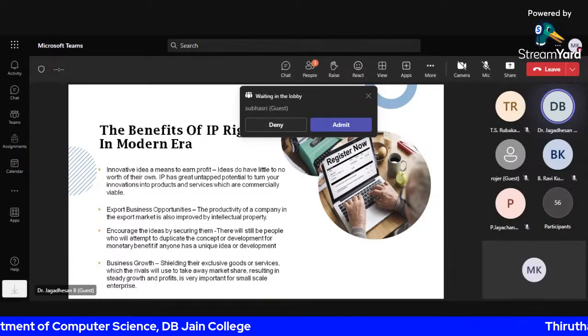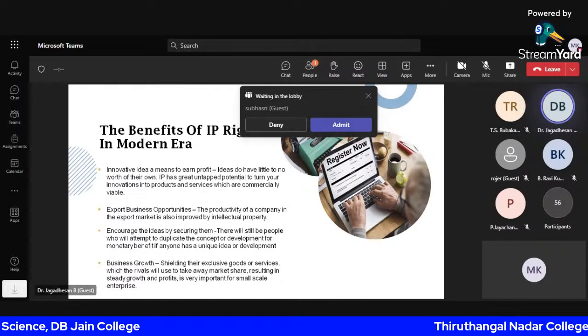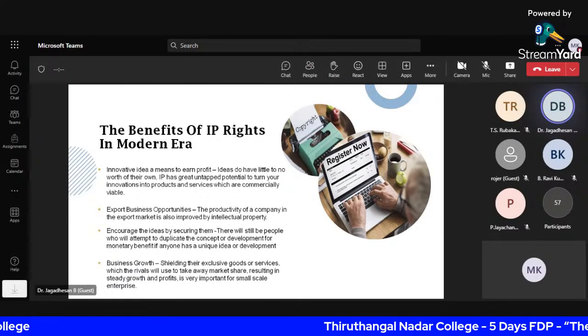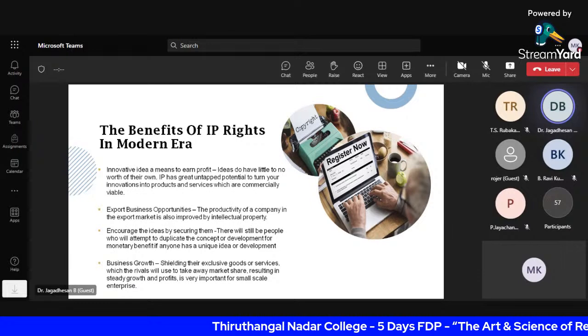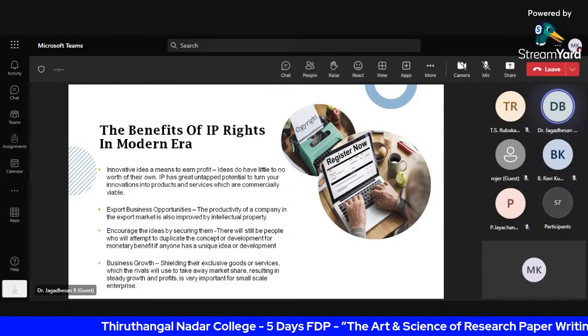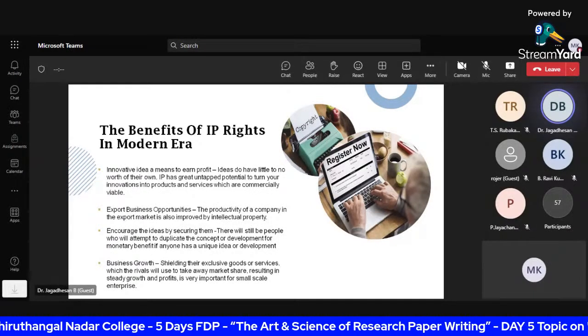Shielding the exclusive goods or services which rivals use to take away market share, resulting in steady growth and profits, is very important for small scale enterprises. There is goodwill, no? Already we told the word goodwill.